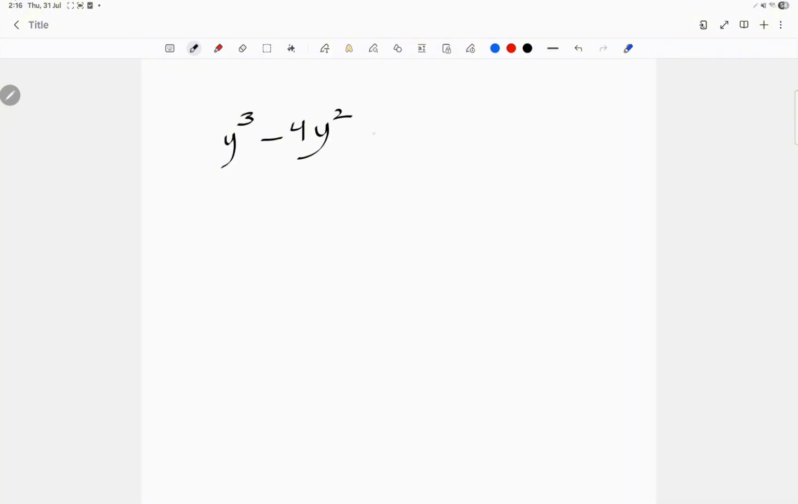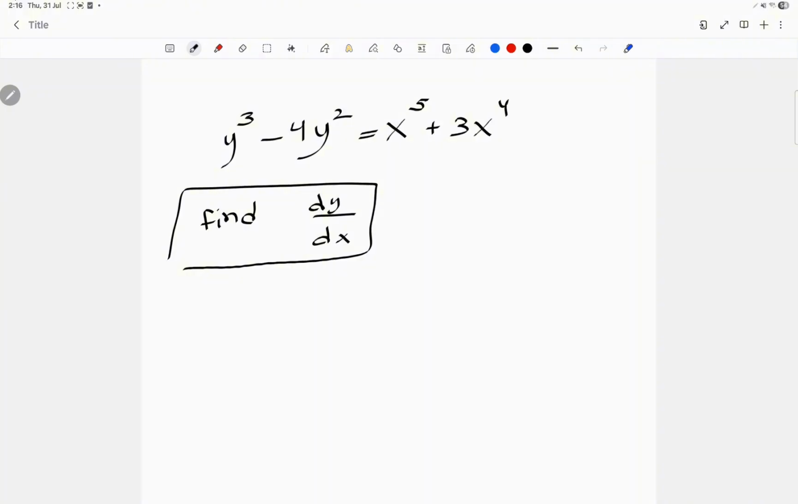Let's move on to y cubed minus 4y squared is equal to x to the power of 5 plus 3x to the power of 4. Find dy over dx. Implicit differentiation.